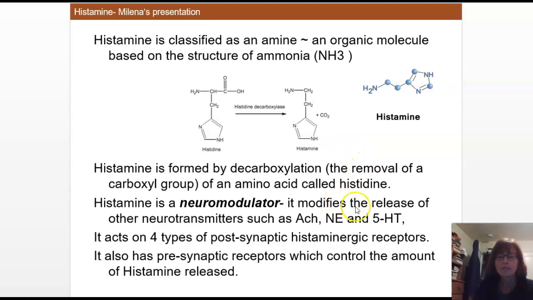So it's a modulator, meaning it's somehow going to be involved with modifying the release of other neurotransmitters, such as acetylcholine, norepinephrine, or serotonin. It has 4 different postsynaptic receptors. So on the postsynaptic side, we'll see one of these 4 types typically. But it also has presynaptic receptors, which means it has something that can control the amount of histamine actually released. We're going to see this coming up again a little bit later.